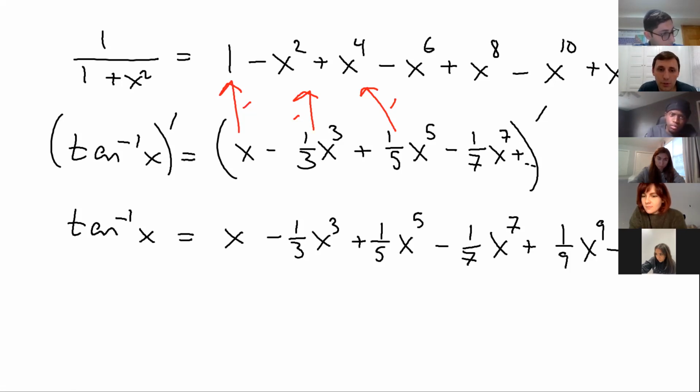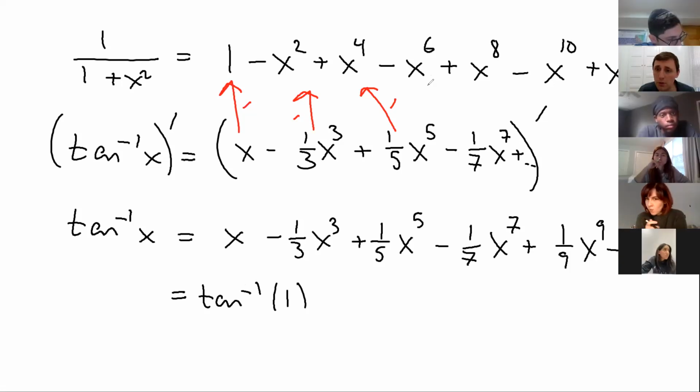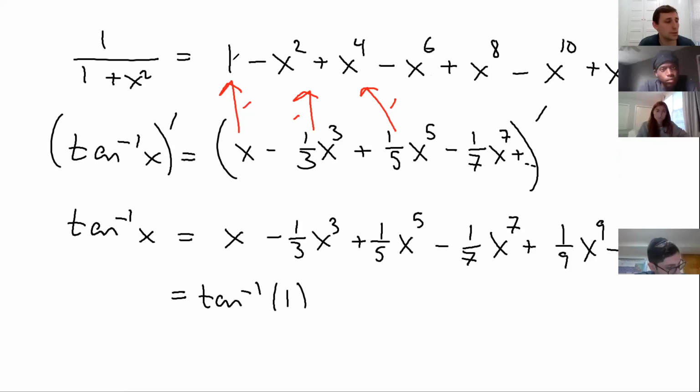Tangent of what value produces 1? I'm asking, guys, tangent inverse of 1 is what? What is tangent inverse of 1, please? Pi over 4. You agree, guys? Tangent of pi over 4 will produce 1. You should know that. So this is pi over 4.